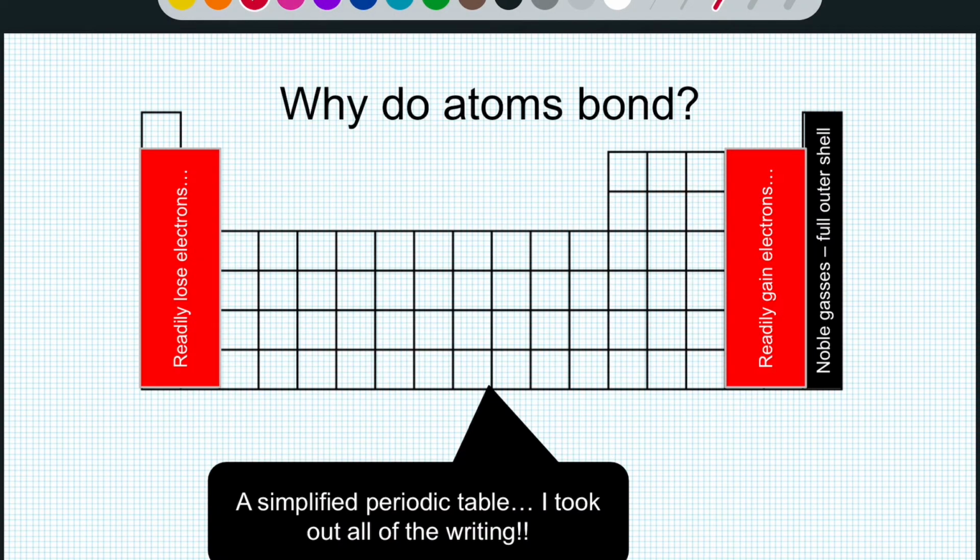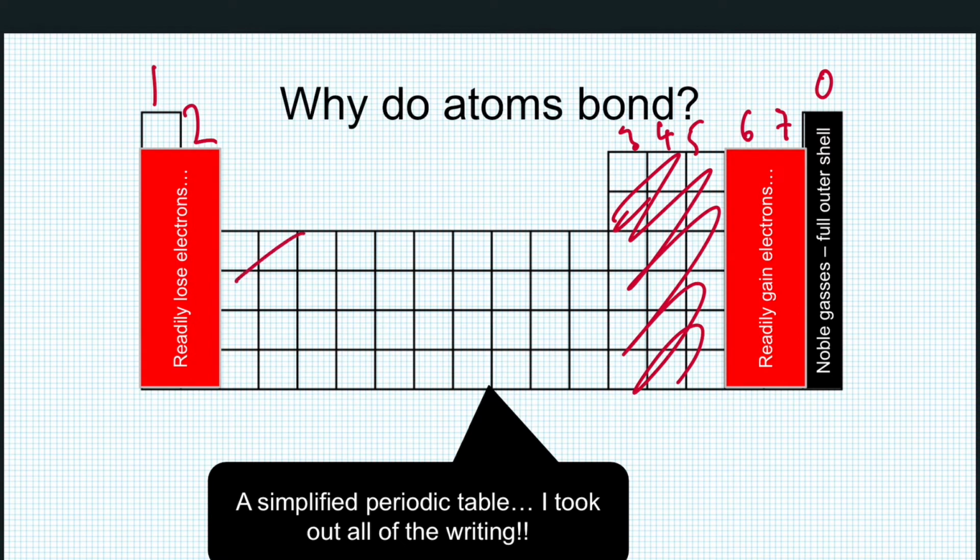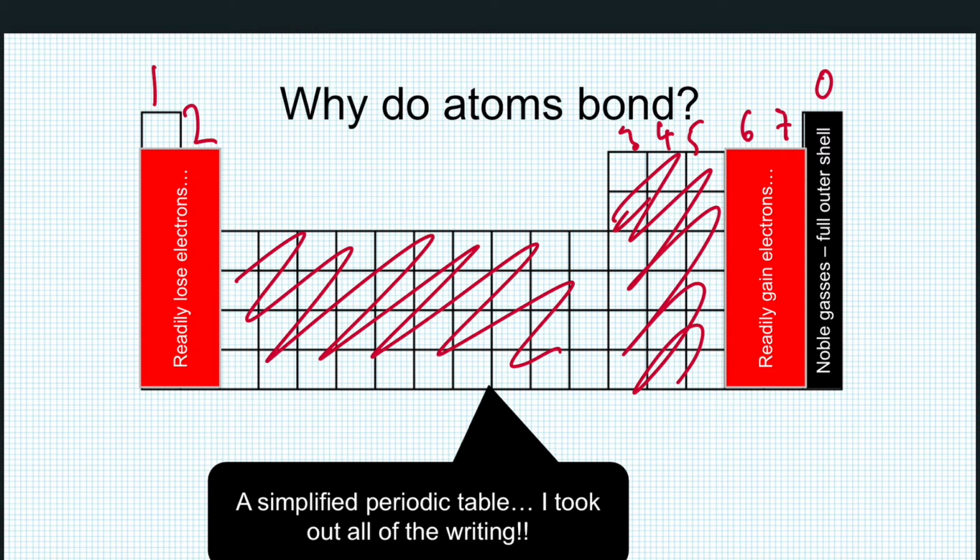Things on the left of the periodic table, in groups 1 and 2, readily lose electrons. Things that are on the right of the table that aren't quite the noble gases in group 0, so that's in group 7 and group 6, readily gain electrons. Now, things in group 3, 4 and 5 also do get involved in this, as do some of the transition metals. However, all of the questions you'll be asked in GCSE about ionic bonding, which is what we're looking at, will be about group 1 and 2 metals and group 6 and 7.